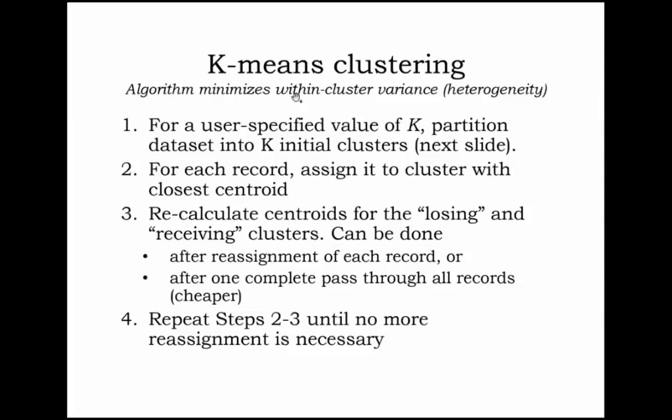It minimizes within-cluster variance. So within a cluster, it is going to reduce the distance between different records. Step one, upfront you need to determine how many clusters you want to generate. Step two, each record gets assigned to the cluster with the closest centroid. Step three, we recalculate the centroid for the losing and receiving clusters. It can be done after reassignment of each record or after one complete pass through all records. Repeat steps 2 and 3 until no more reassignment is necessary.